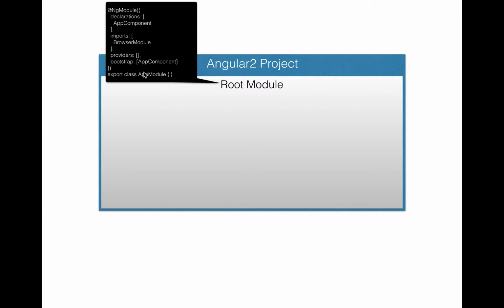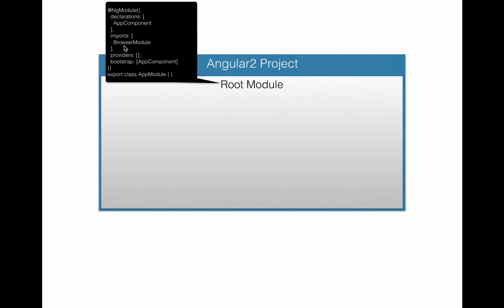So we call a particular class a module because this class has a decorator called ng-module, and the ng-module decorator can take a lot of input parameters like declarations, imports, providers, and bootstrap. For example, declarations says that this particular module has these particular components in it, and you can specify a number of components within the declarations section.